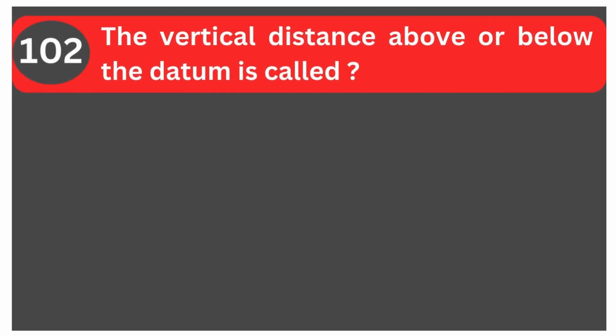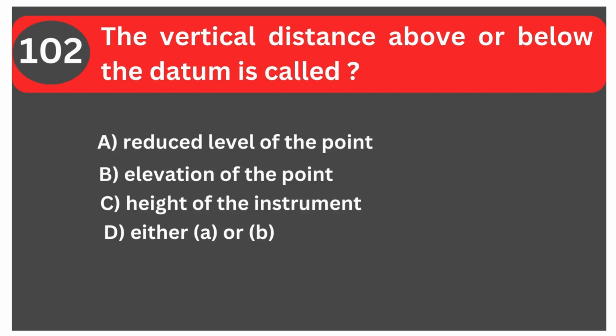The vertical distance above or below the datum is called. Options: A. Reduced level of the point, B. Elevation of the point, C. Height of the instrument, D. Either A or B. Answer D. Either A or B.